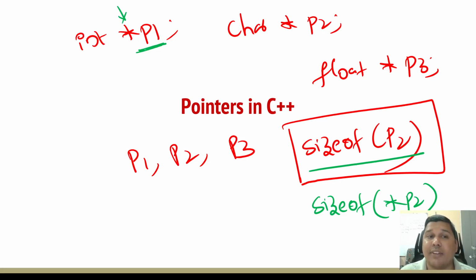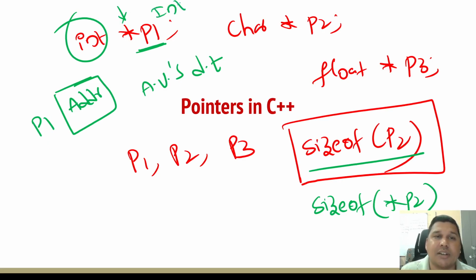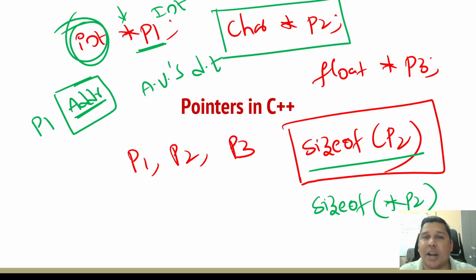What is the use of this pointer variable p1? It is used to store the address of another variable. What is that other variable? Its data type is int. It means p1 is always holding an address. P1's box contains an address, and that address is always of type integer. This address belongs to which kind of variable? That is this int.